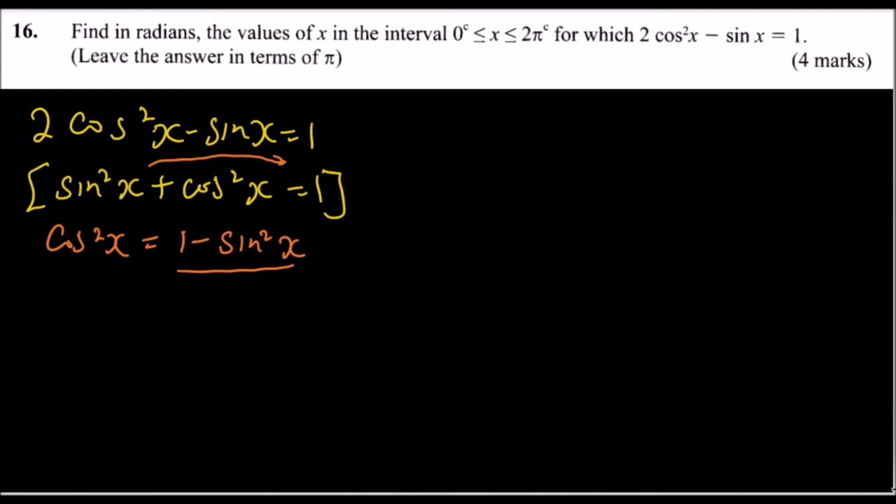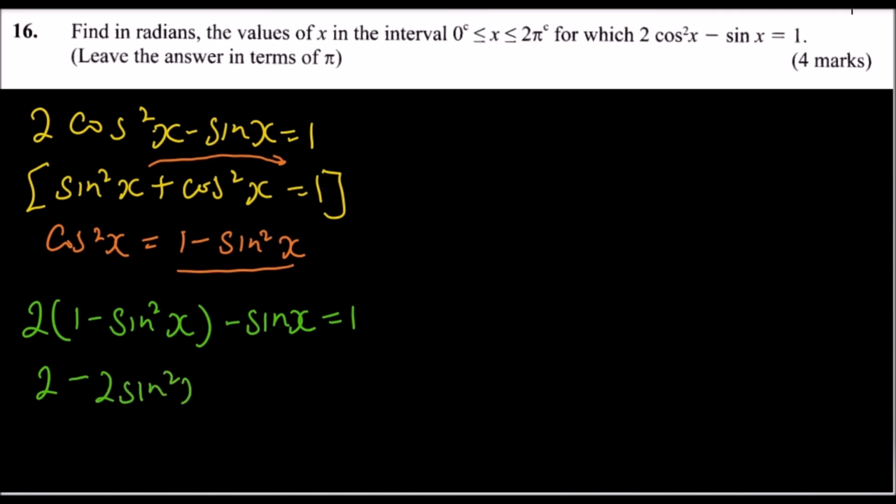So this is equals to, instead of putting cos squared x, we now put 1 minus sine squared x, you close the bracket, minus sine x is equals to 1. Now we have one unknown. We open the bracket, we say it is 2 minus, here we have 2 sine squared x minus sine x is equals to 1. Let's take everything to the other side, that is across equal sign. So this will be positive.